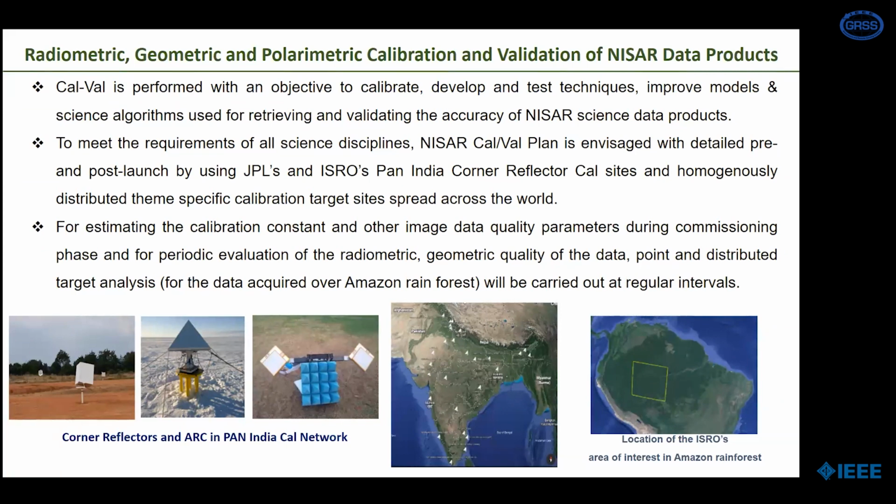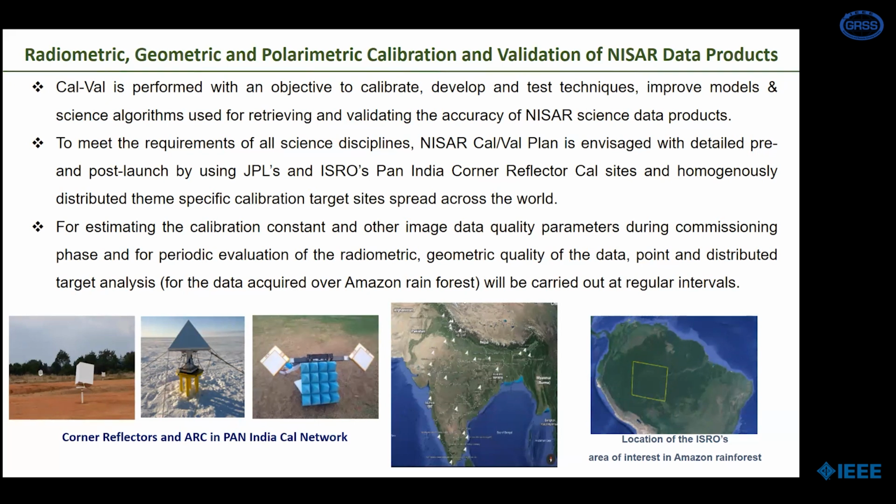Like yesterday, they told about the corner reflectors and the distributed targets. Generally, the Amazon and Congo, which are international calibration sites, will be used for calibrating the SAR data. We have the Pan India CalSites already established, and we have already done exercises for EOS-4 and NovaSAR, and also airborne campaigns. So all the product algorithms and the validation algorithms are in place.